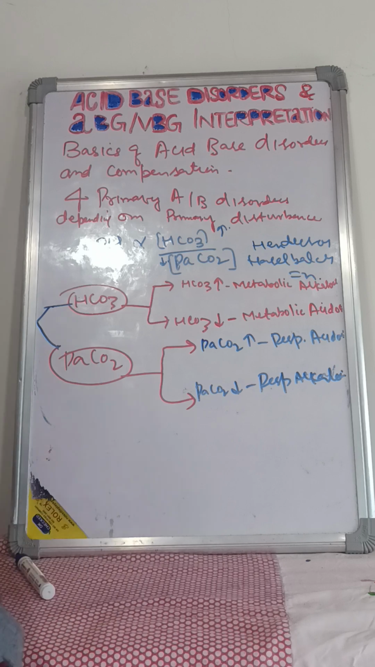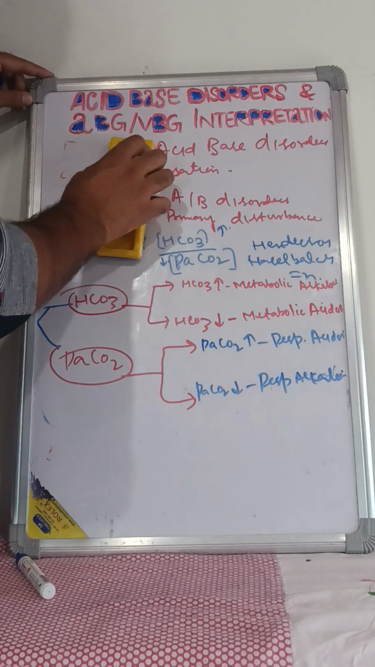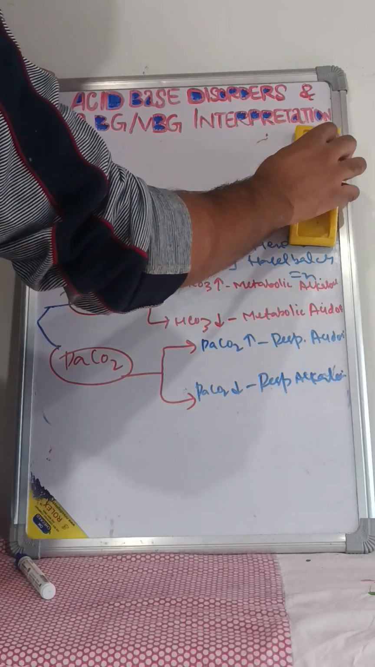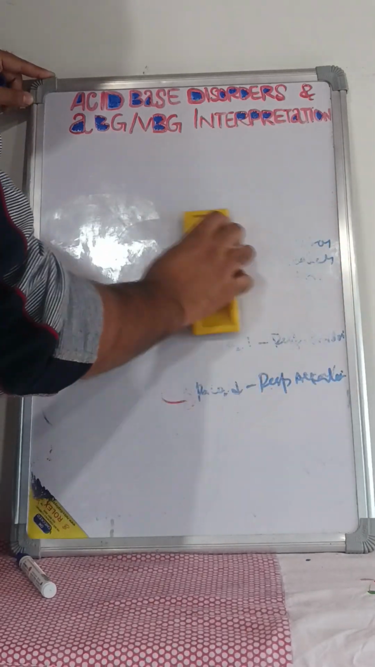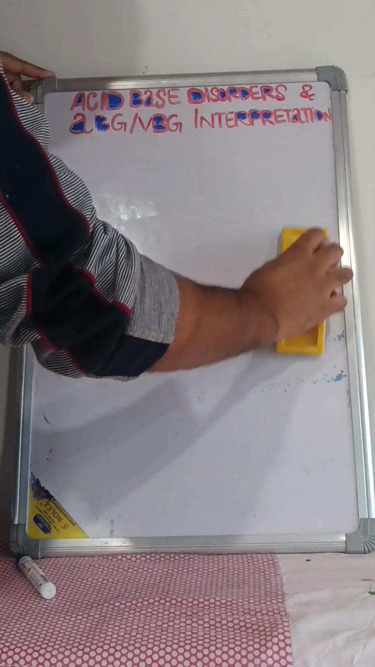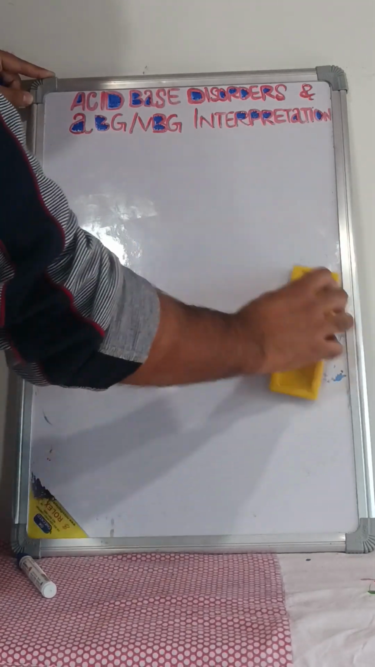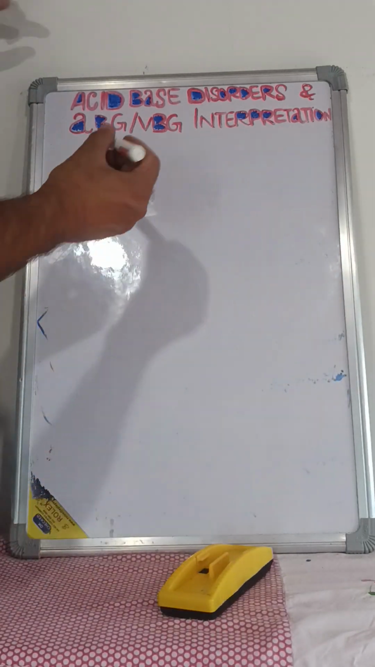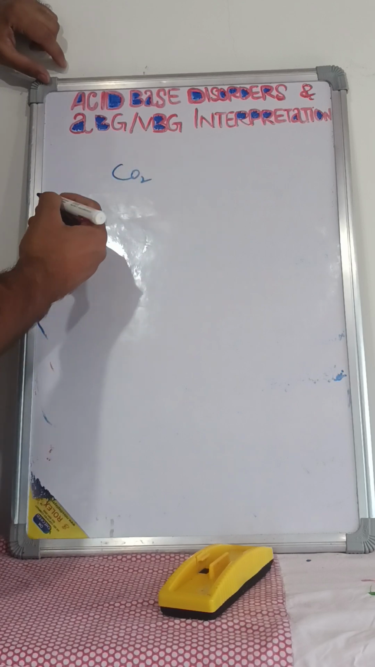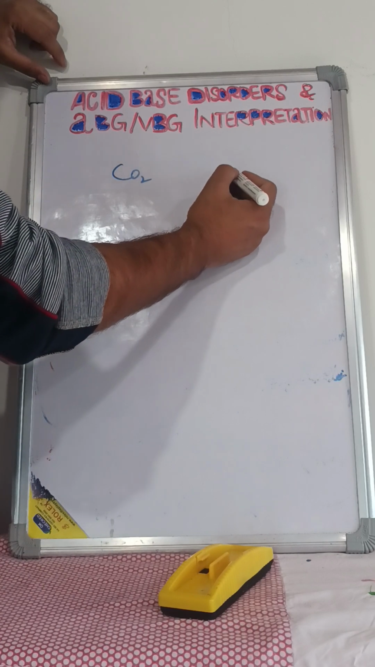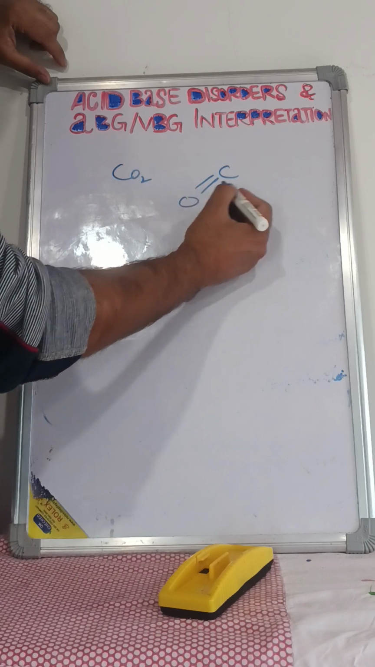Can anybody tell me why an increase in carbon dioxide in the blood causes acidosis? What is the relation of carbon dioxide with acid? Why does it cause acidosis, and not alkalosis? This is the basic concept you have read in chemistry. Carbon dioxide, CO2.